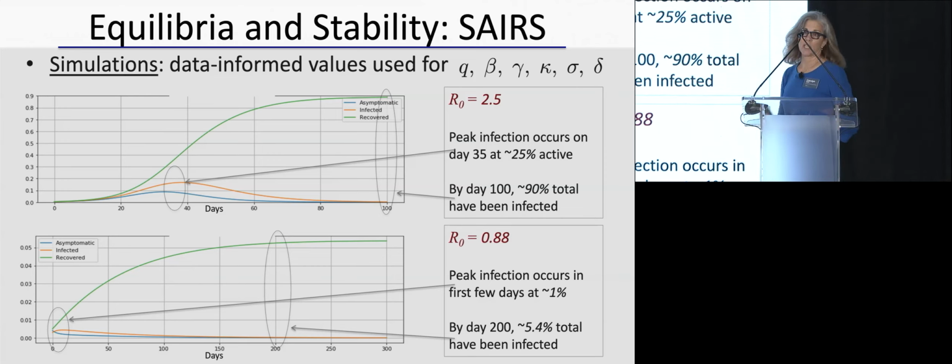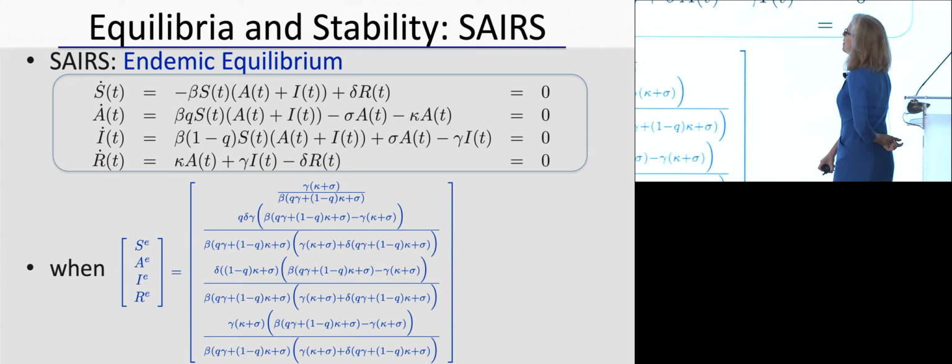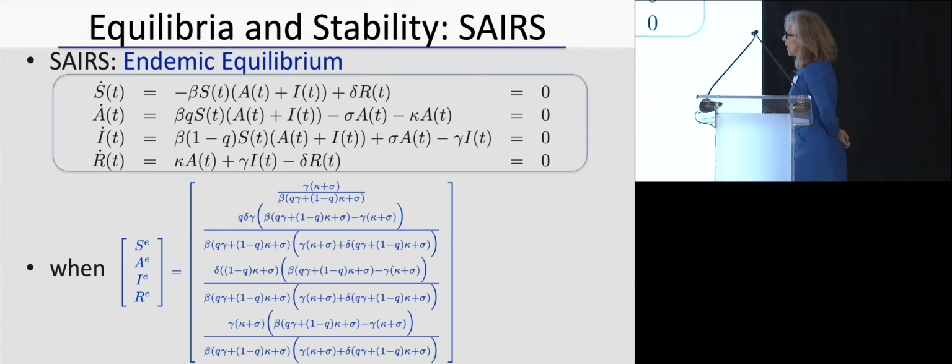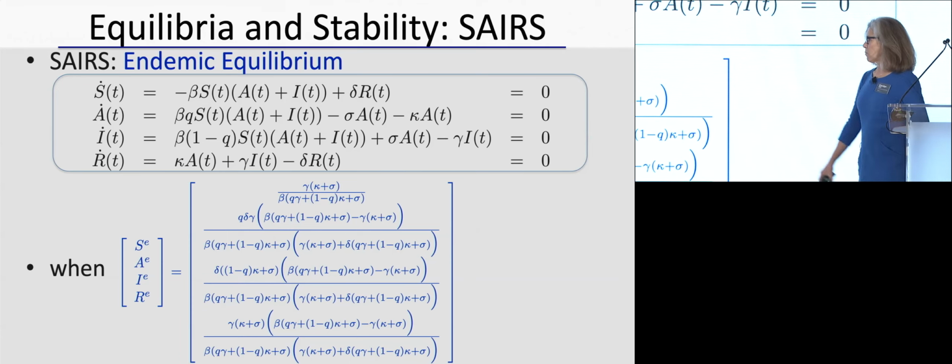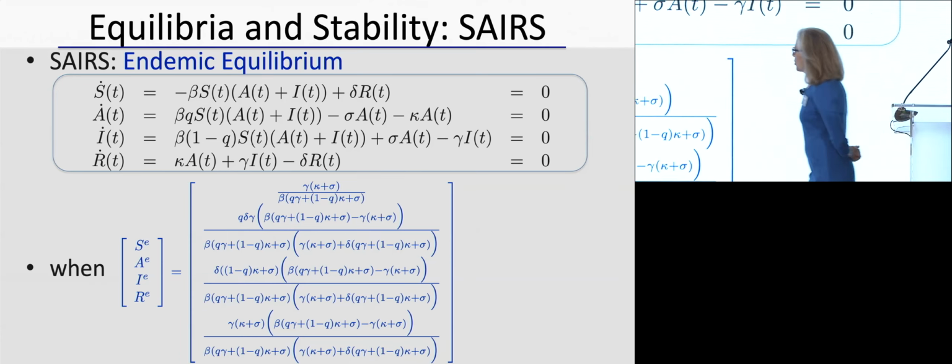Okay, so the endemic equilibrium for this model. So this is pretty ugly. This is what the equilibrium point looks like. That's the endemic equilibrium point. I guess a couple things to point out is that both the asymptomatic and symptomatic infected compartments are proportional to delta.